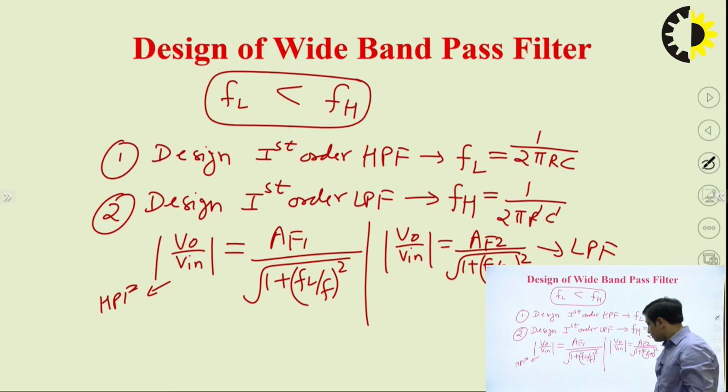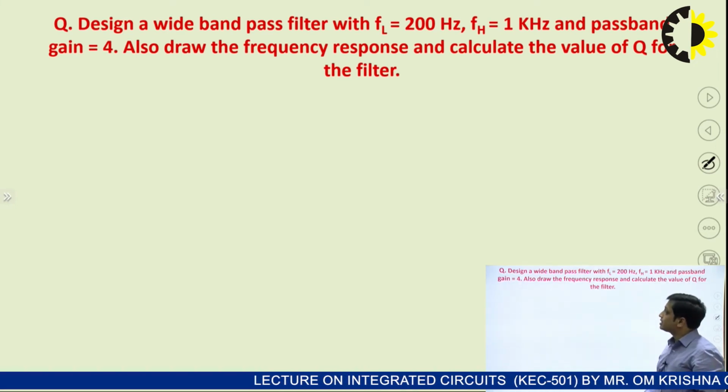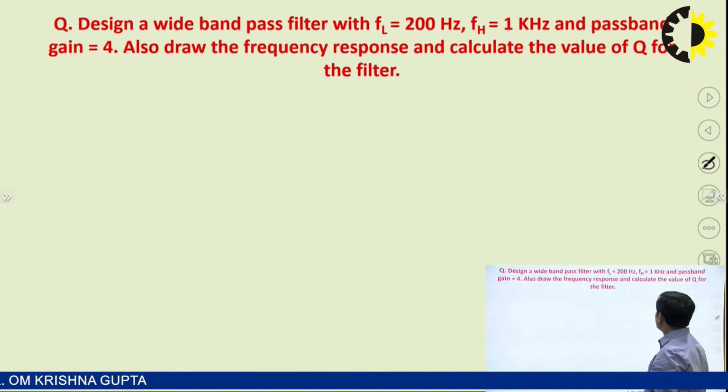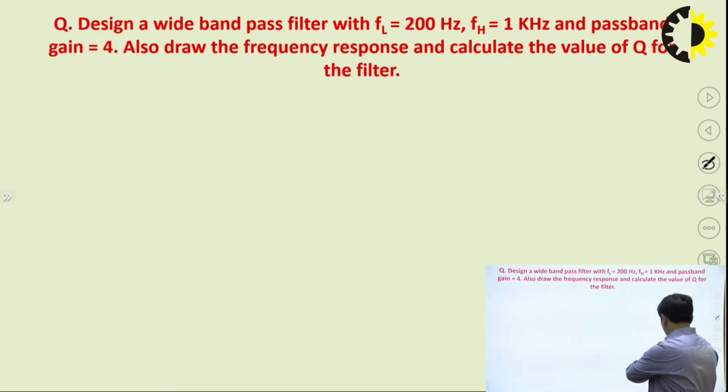Fine. So we will understand it with the help of a question. The question is: design a wide band pass filter with FL equal to 200 Hz, FH equal to 1 kilohertz, and passband gain equal to 4, and further we will have to draw the frequency response and calculate the value of Q, that is the quality factor.